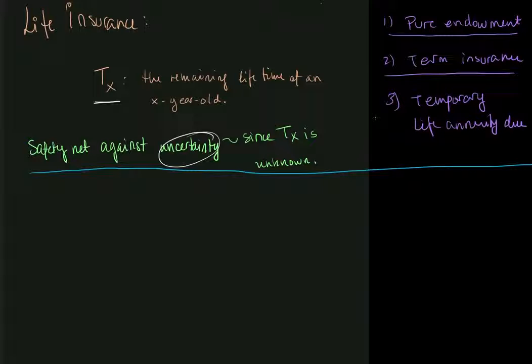So what we will look at now is the term insurance, and here we will start using the symbol capital B of T to denote the benefit that is paid out at time T.